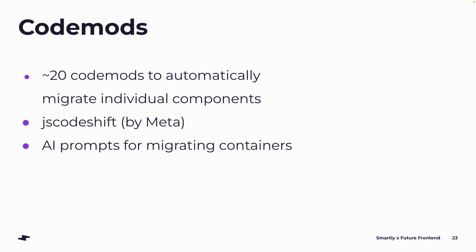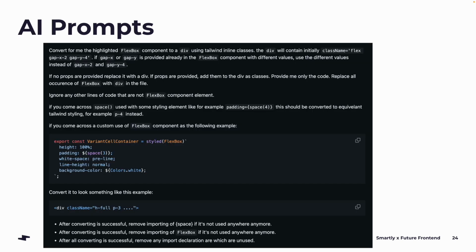And then on top of the code mods, we were also using AI prompts. So for example, the container components and the flex boxes and that kind of thing. So in the new design system, we don't have a concept of a container. It is just actual components. So in the new one, if you need to do a container, it is just a div with some tailwind that you want to apply for this.